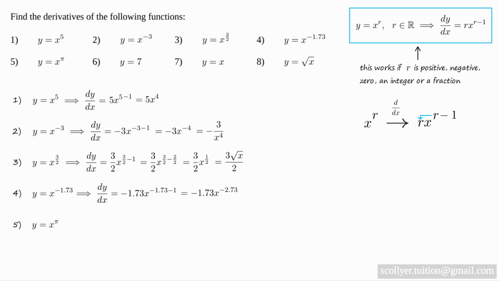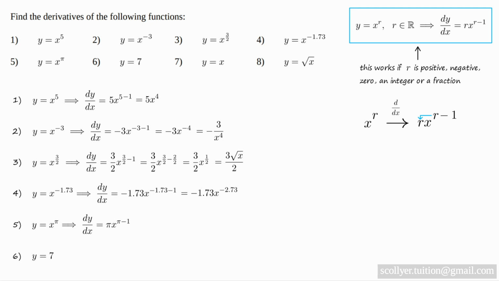Problem 5, y equals x to the power pi. So to differentiate x to the power pi, we pull down the pi as a multiplier and we subtract 1 from the power to give us pi x to the pi minus 1, which cannot be simplified any further, because pi is an irrational number which cannot be represented exactly as a fraction.